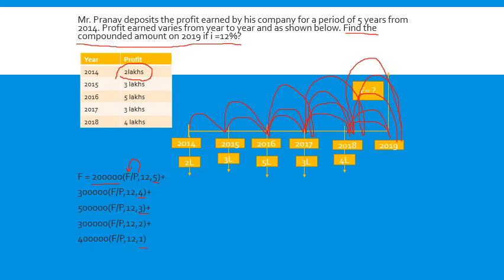When you substitute the values from interest factors, you will get the 1.611 and all those things. We have already discussed that, how to get the values from interest factor tables, and you will get F as 22,29,900. See, the total amount that he gets after 5 years at the interest rate of 12% is 22,29,900.